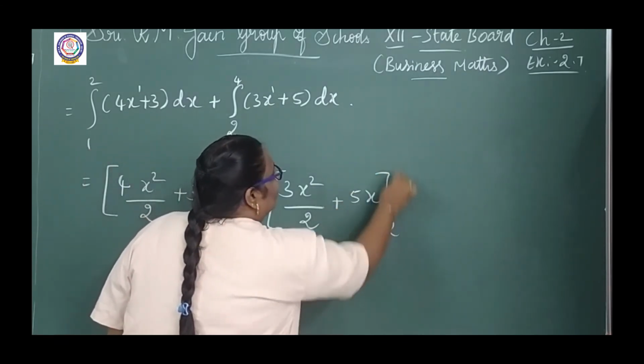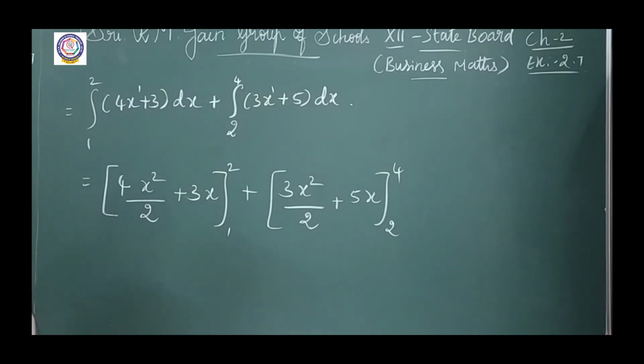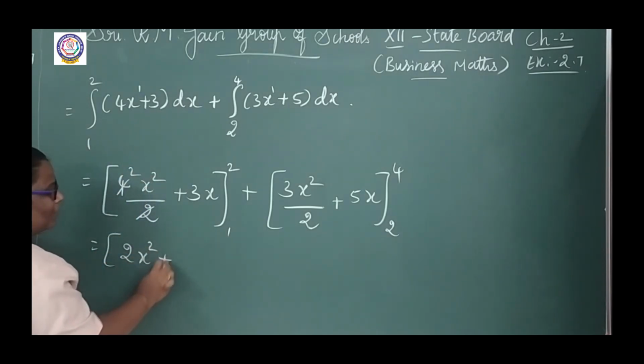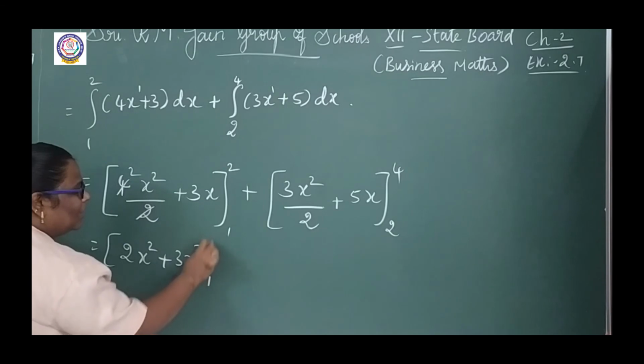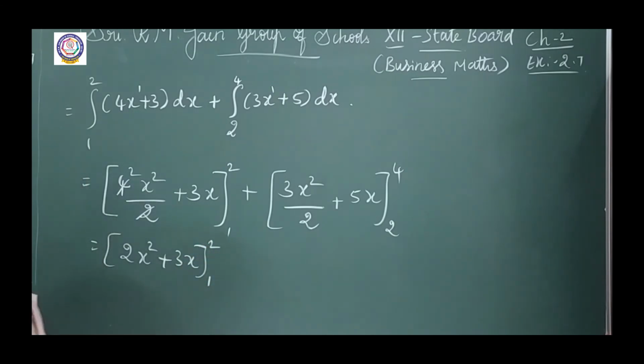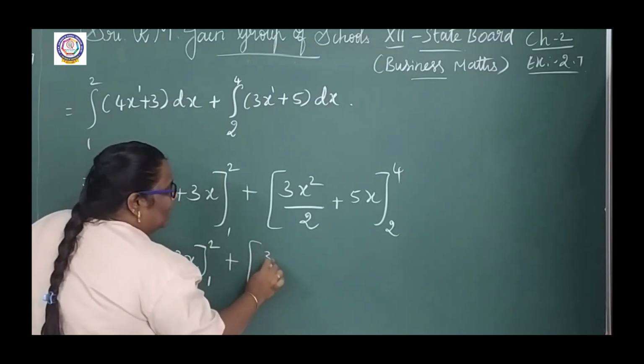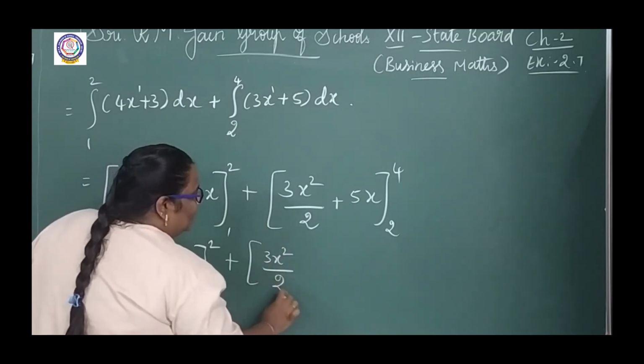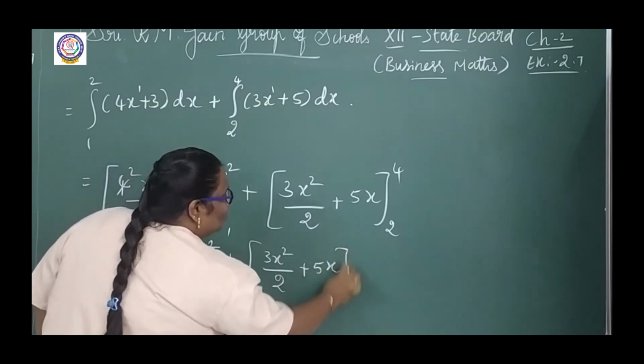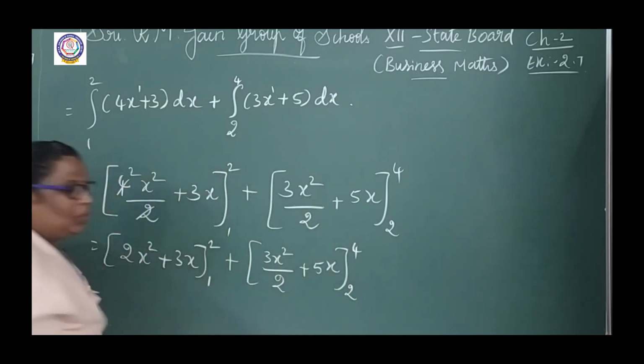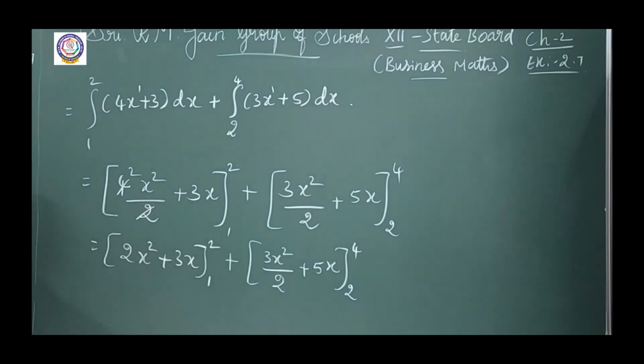The limit is 2 to 4, because the integral of dx is x. You cancel this, so it is 2x square plus 3x with limit 1 to 2, plus 3x square by 2 plus 5x with limit 2 to 4. Now check the upper limit minus lower limit.